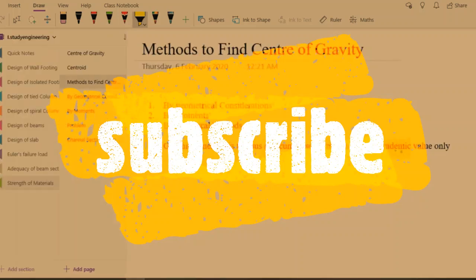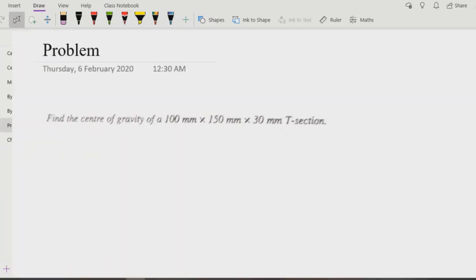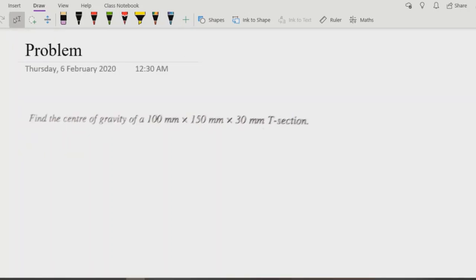We have learned all those three methods. In this video I am going to teach how we can find the center of gravity of a composite section. Now this is our problem that had been given.